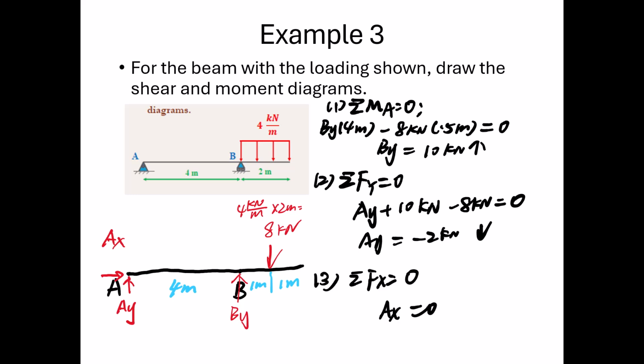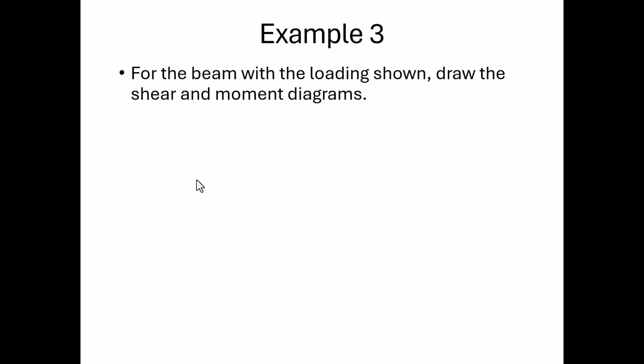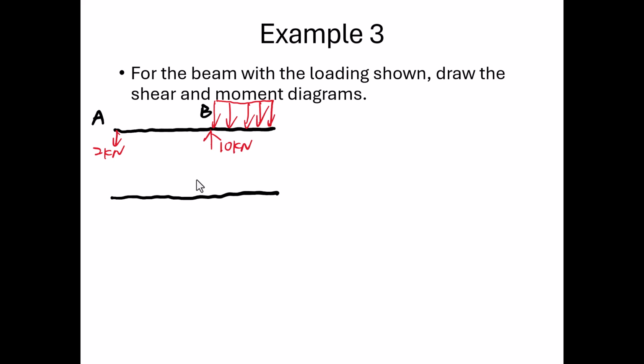With all this information known, we can start drawing the shear and moment diagram. Here's the A, here's the B. We have the distributed load here, we have 10 kilonewton here, negative 2 kilonewton here, and here is our shear diagram. X in meters, shear in kilonewton.